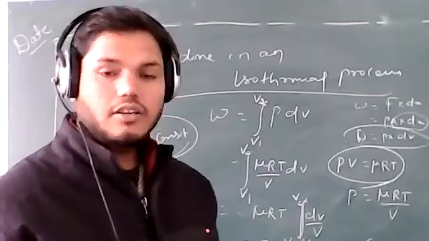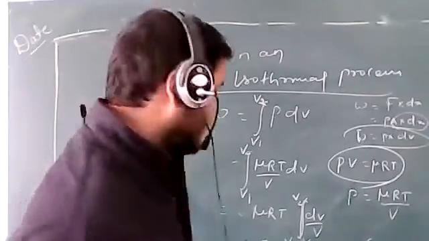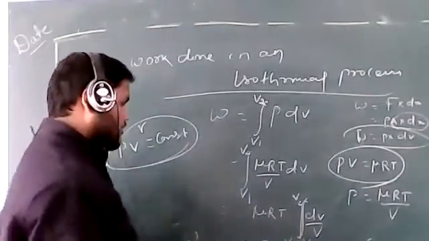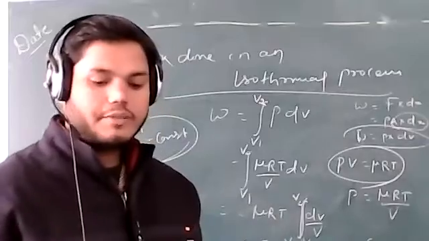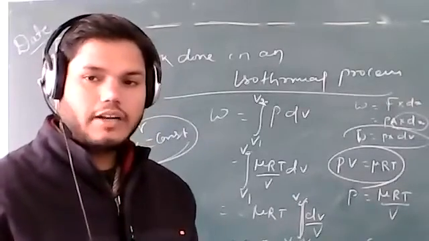This is the formula for the work done in an isothermal process. In the isothermal process the formula is μRT log_e V2 by V1.